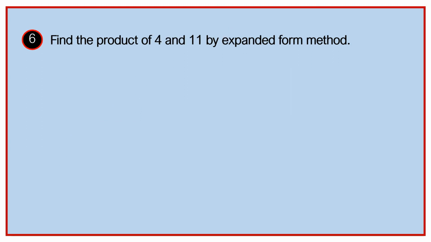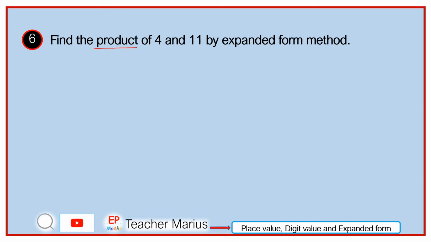Okay? Let us see example number 6. Find the product of 4 and 11 by the expanded form method. Okay? So in case you have forgotten how to write numbers in expanded form, you can please click on the link in the description below to watch a video about expanded form.